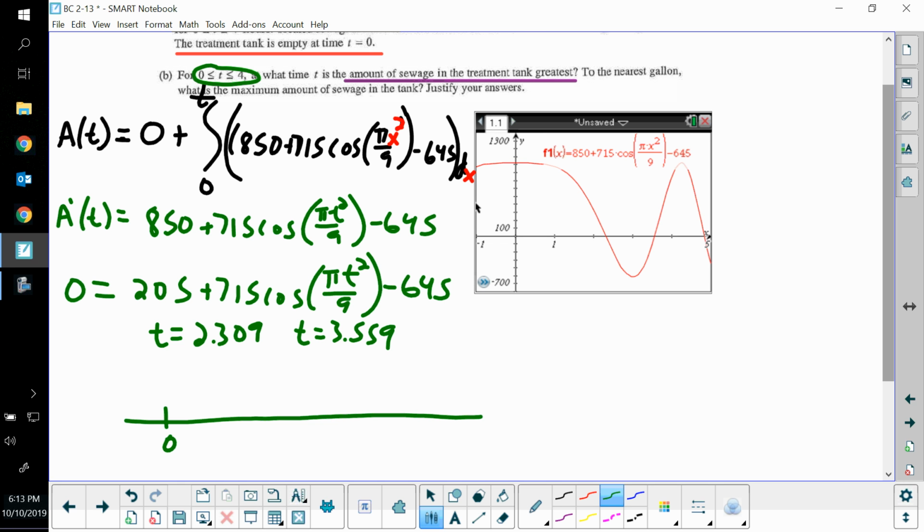Our interval was 0 to 4. We have our 2.309 and 3.559. Now, our labels here, you can just write as A prime of t and t. But for our test numbers, what's nice is we can just look at the graph. We don't have to actually punch in the equation. Well, from 0 to 2.309, we've got this derivative graph. Notice it's above the x-axis, so we know it's positive. In between the 2.3 and 3.5 numbers, it's below, so it's negative, and then afterwards it's back to positive. So we can use the graph to actually help us find those test values.